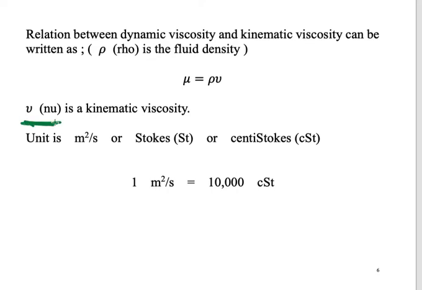The unit for kinematic viscosity is meter square over second, or Stokes, or centistokes. The relationship is 1 meter square per second is equal to 10,000 centistokes.